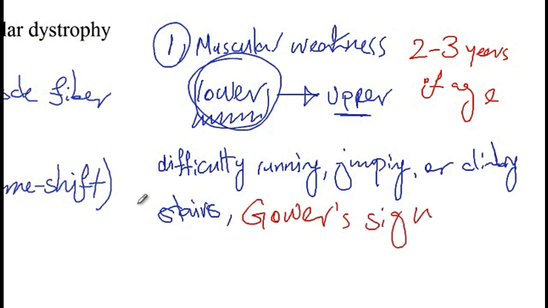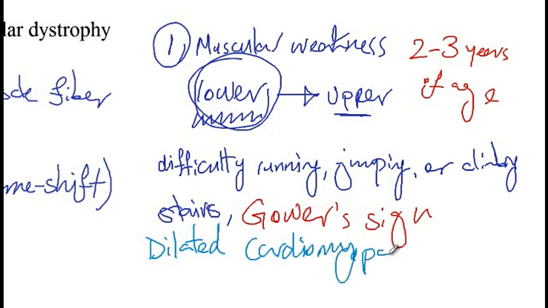Another feature, as I mentioned, dystrophin affects both skeletal and cardiac muscles. So therefore, another feature in these patients is dilated cardiomyopathy. And then finally, these patients usually die of respiratory failure.